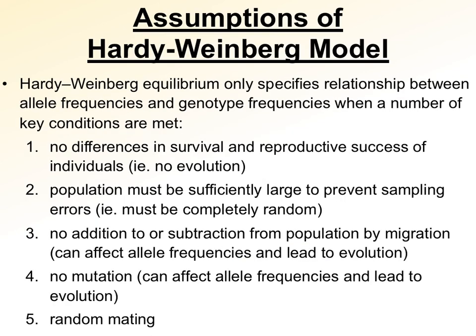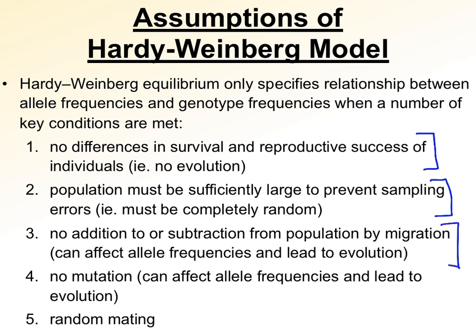So again, the Hardy-Weinberg equilibrium model only talks about when certain conditions are met. These conditions basically mean no evolution is happening. One condition is there's no differences in survival and reproductive success, i.e. there's no evolution. So when there's no evolution happening, Hardy-Weinberg theoretically could hold true. It's also important that you have a very large population, because random changes occur more frequently in small populations. And so this really only holds true in very, very large populations.